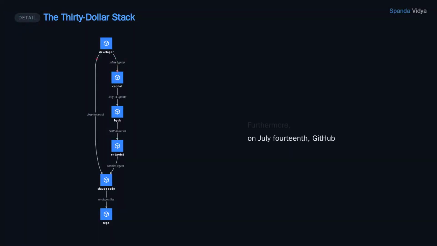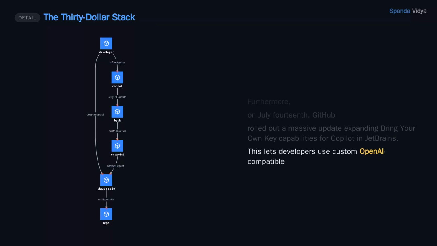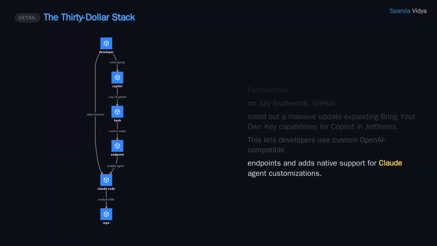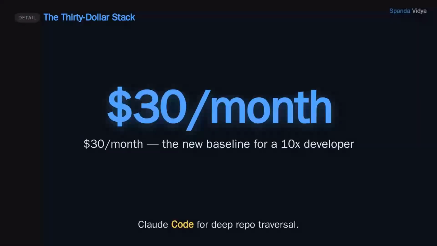Furthermore, on July 14th, GitHub rolled out a massive update expanding bring your own key capabilities for Copilot in JetBrains. This lets developers use custom OpenAI compatible endpoints and adds native support for Claude agent customizations. You pick the best tool for the specific investigative job. Copilot for line by line typing, Claude Code for deep repo traversal. This hybrid stack is the new baseline for a 10x developer.